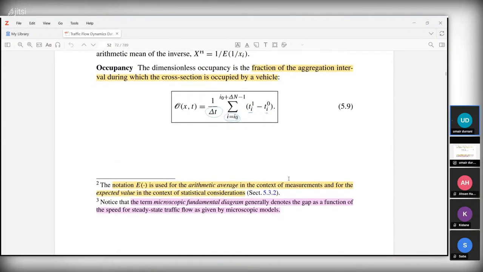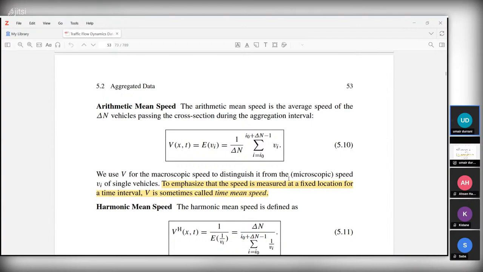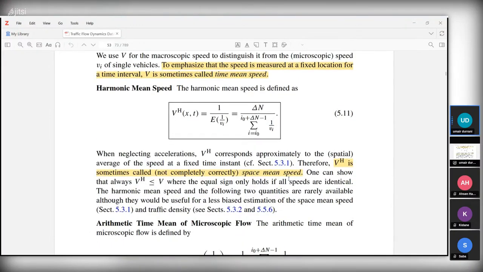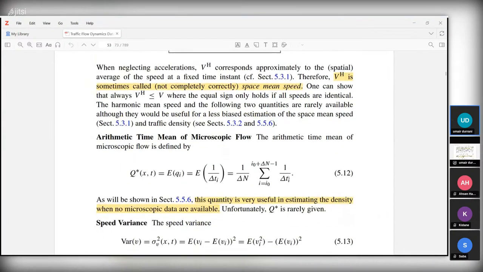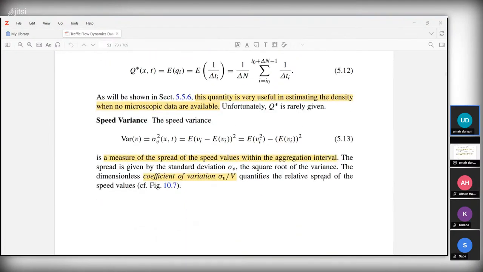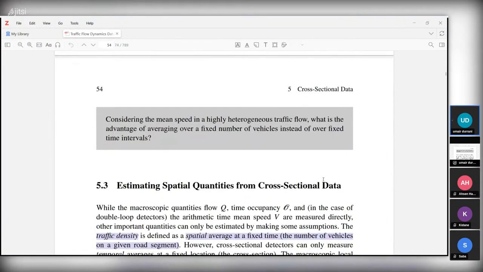The next thing that it sends is occupancy, which is the fraction of time that vehicles were observed on the detectors. Arithmetic mean speed is another thing that detectors directly send. But in the chapter, they say that harmonic mean speed is the arithmetic time mean of the microscopic flow. This is, remember, not the mean traffic flow, but the microscopic flow's mean. And then the speed variance. These are very useful, but they are either sent or not sent depending on the type of detector and software the company or the city is using.